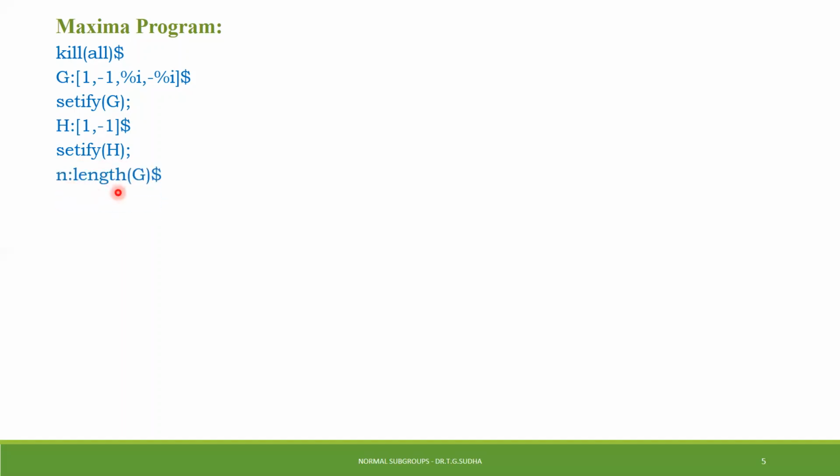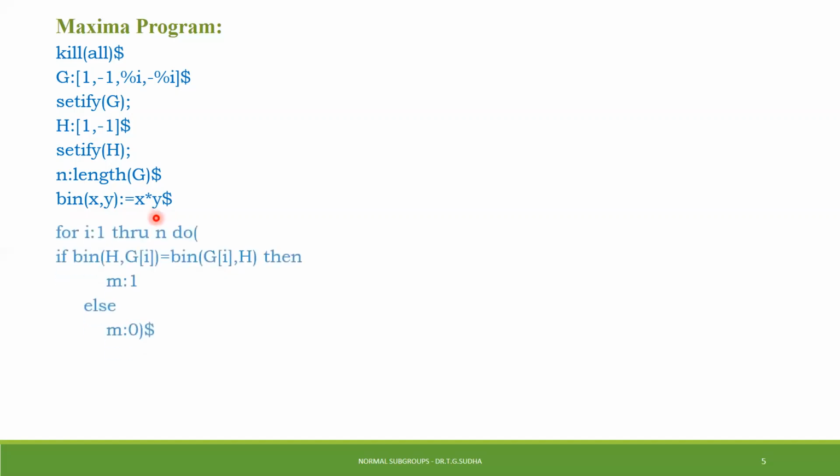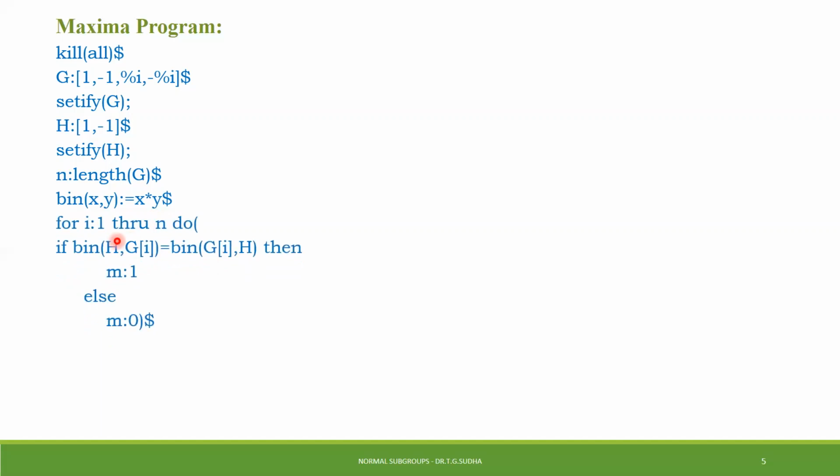Next is N, the length of G. This length returns the number of elements in the list G. Next is the binary operation. We know that here it is usual multiplication. Therefore, let us define a function bin of x comma y colon equals x star y, because it is usual multiplication. Next, we need to check that every right coset is equal to a left coset.